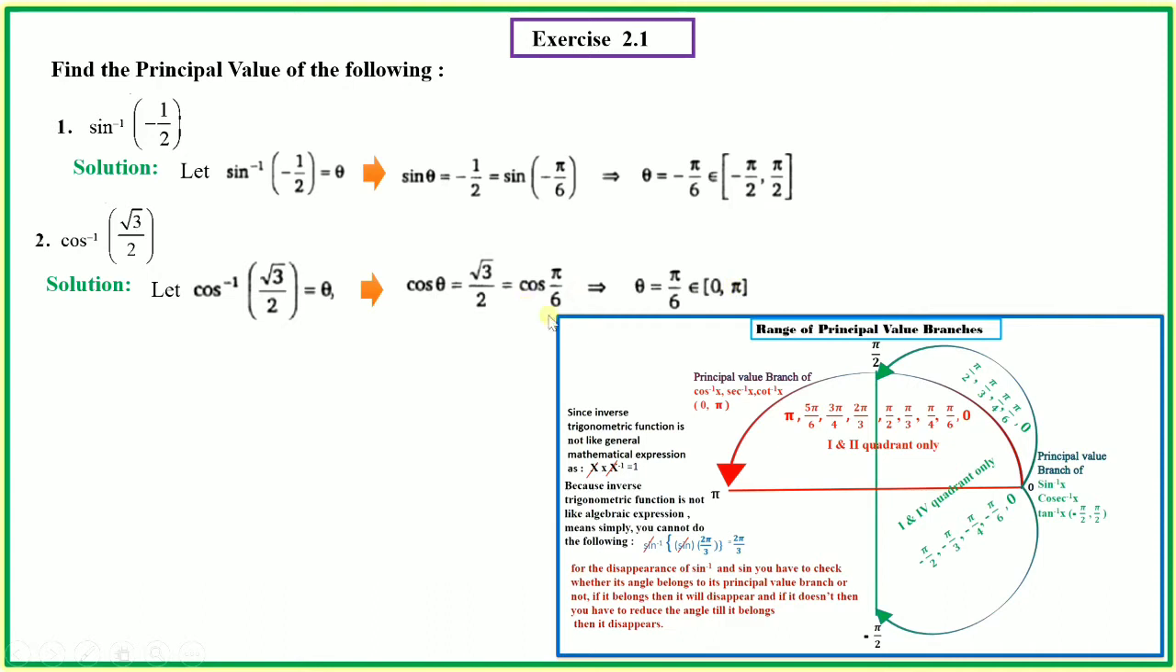So that's all about this question also. Next is question number 3, cosec inverse 2. We have to find out its value. Same question, almost same concept.